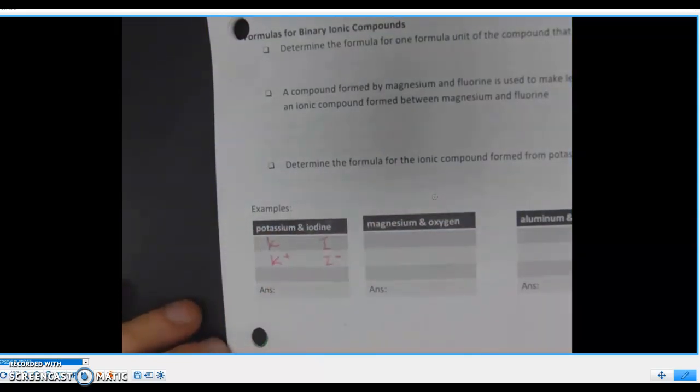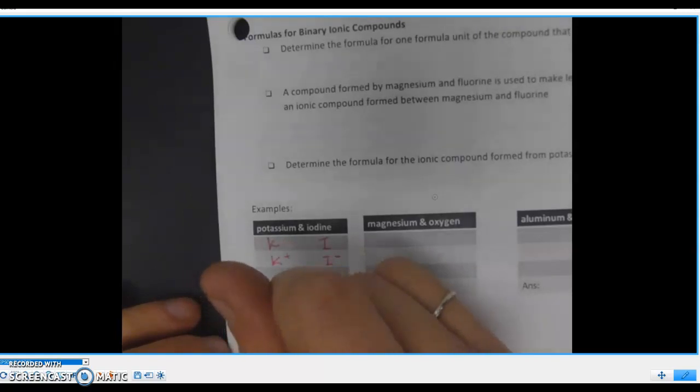We can then use the crisscross method to determine what the formula is. So that's when you take the magnitude of the number for the charge, and then we make it the subscript of the other ion. So meaning potassium was a +1 and iodine was a -1. So I would take the 1 from the potassium and make it the subscript of the iodine, and the 1 from the iodine and make it the subscript of the potassium. And when we have the subscripts of 1, then we don't write that down.